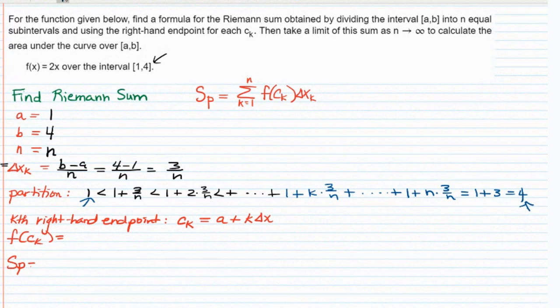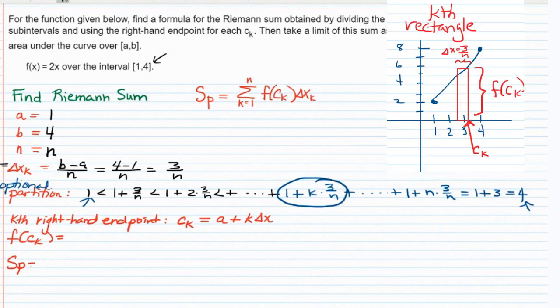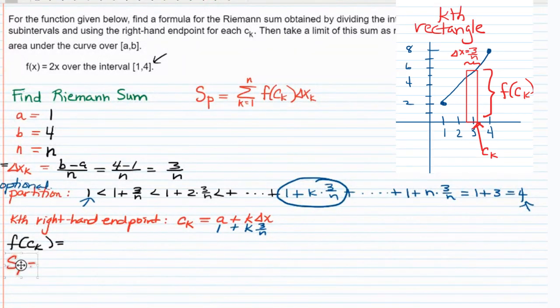This step here is optional, but the only thing you really need from this partition is this: the right endpoint of the kth subinterval, which we call c sub k, equals a plus k delta x. That's what we have. Here a was 1, and delta x is 3 over n. This is the x value that we're using to find the height of the rectangle, right?